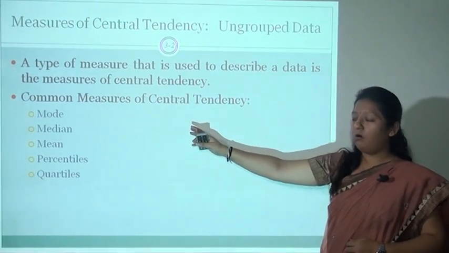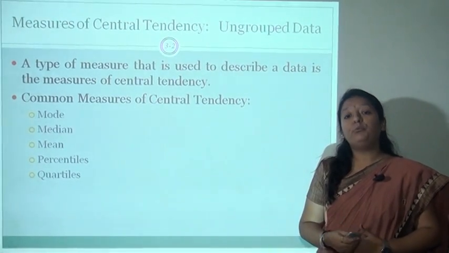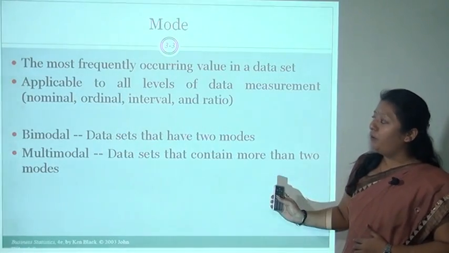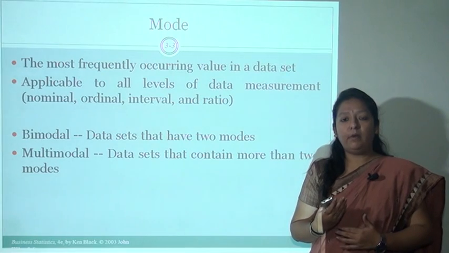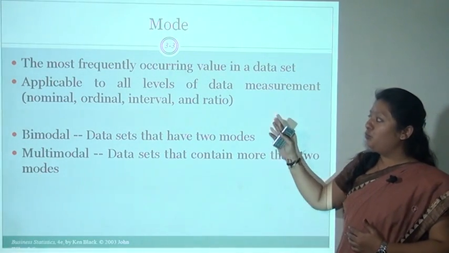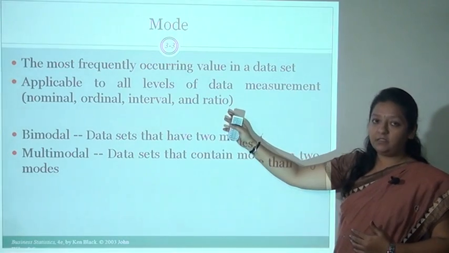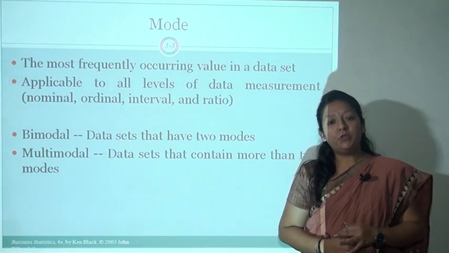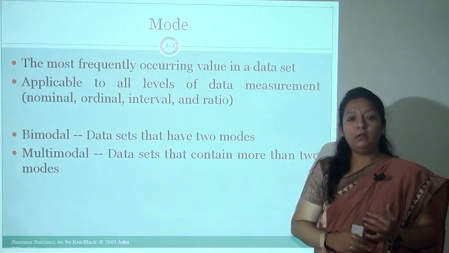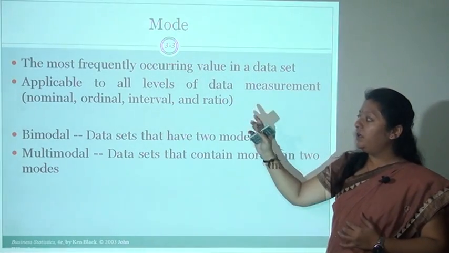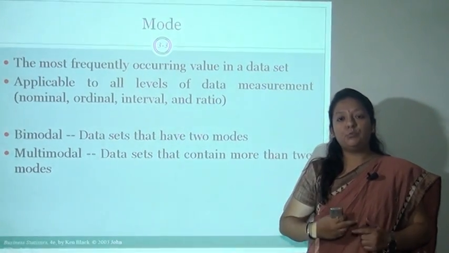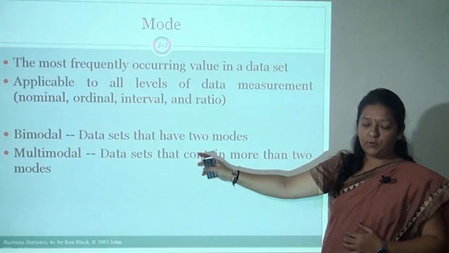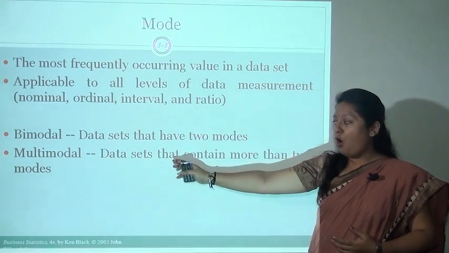Now we'll first discuss what a mode is and how to compute mode for the grouped data and for the ungrouped data. We'll start with mode. We'll first understand the definition of mode, that is the most frequently occurring value in the data set. It is applicable to all the levels of data measurement. 4 levels of data measurement are there: nominal, ordinal, interval and ratio. Mode is the value which is most occurring in the data set, and it applies whether the data is bimodal or multimodal.